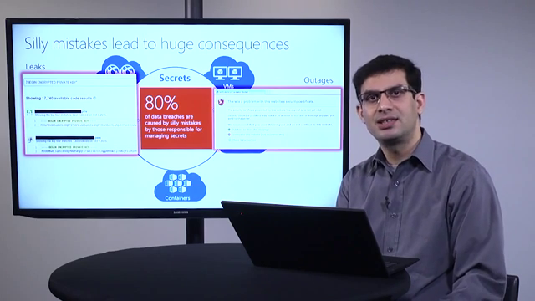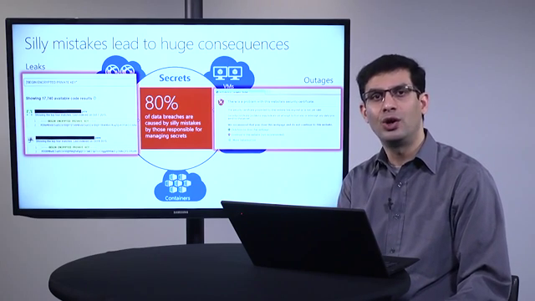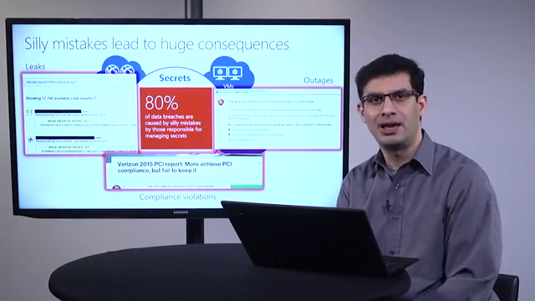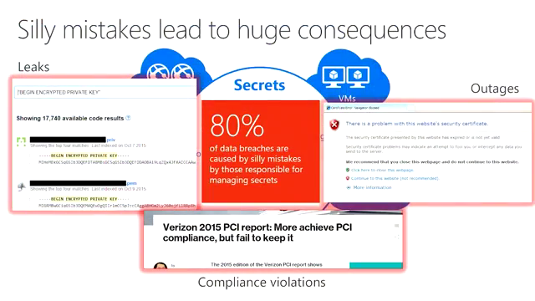So there are breaches, there are outages. Those are not the only consequences. Even compliance violations. Here is a report from last year by Verizon about how companies are failing to keep PCI compliance. For some companies, if you cannot keep your PCI compliance, if you cannot keep your HIPAA compliance, it's game over. I mean, you have to shut down your business until you get back into it.